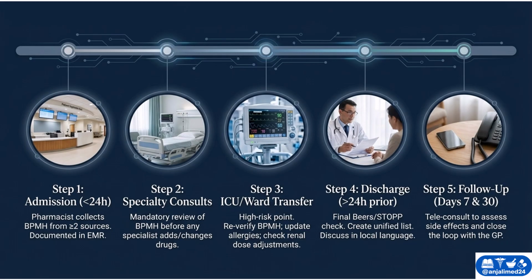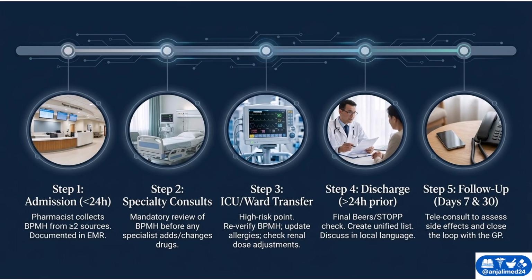Step 1 begins at admission, ideally within the first 24 hours. At this stage, the clinical pharmacist collects the best possible medication history, commonly called the BPMH. This information should be gathered from at least two reliable sources such as the patient, family members, previous prescriptions, community pharmacist, or old medical records. The medication list is then documented accurately in the electronic medical record system. The first step is critical because inaccurate admission histories often lead to cascading prescribing errors later during the hospitalization.